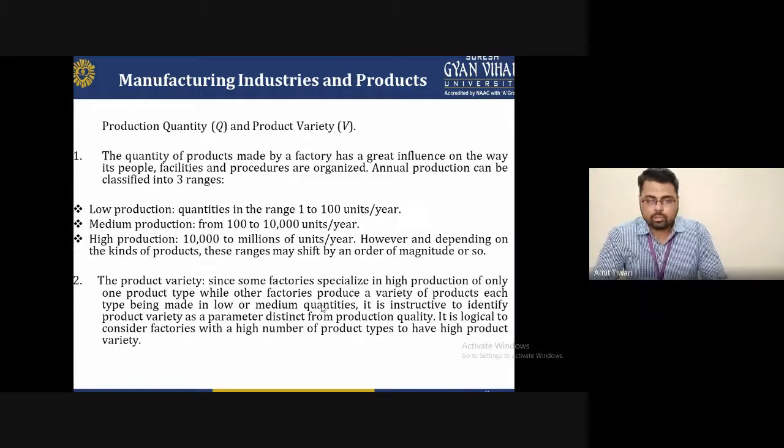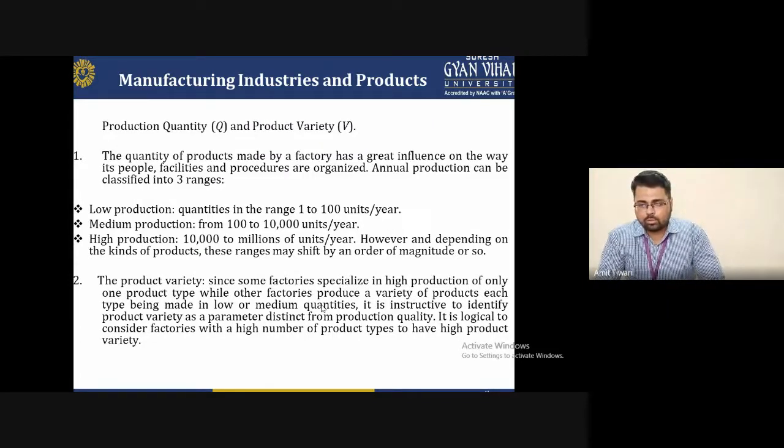Low production is a quantity in the range of 1 to 100 units per year. Medium production is in the category of 100 to 10,000 units per year. And high production is a large-scale industry producing 10,000 to millions of units per year, as per your capacity.